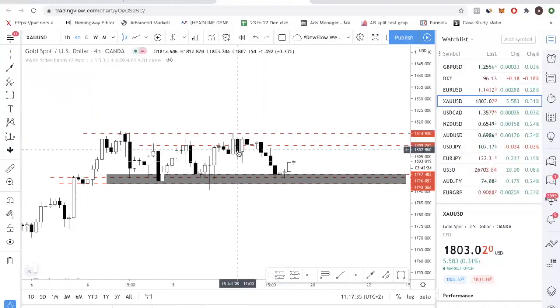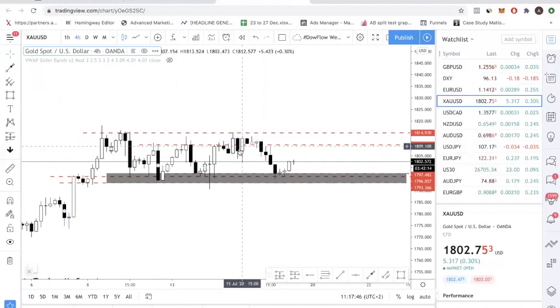Price broke above, then price broke below. Price did one more nasty thing. It broke above again, making it really confusing for a lot of traders. If you're short, it's very difficult psychologically, because you see that this level is broken, but this level is broken again.